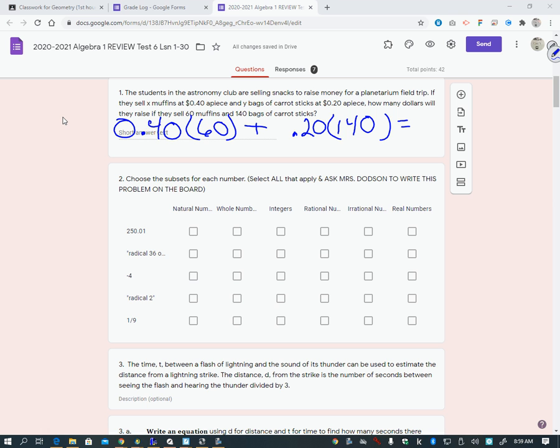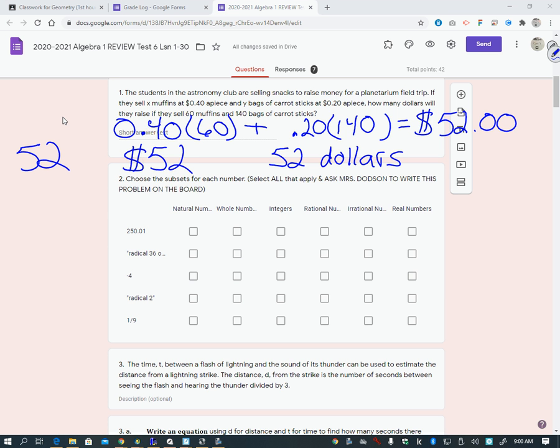Now, what's important here is a couple of things whenever I go to type this into the test. I either need to have a dollar sign, 52.00, because we're talking about money, or I need to say $52, or something along those lines. Does that make sense? Because we're talking about something that exists in the real world, when we put it into the test, we need to use real terms. This isn't enough. That will be counted as incorrect.